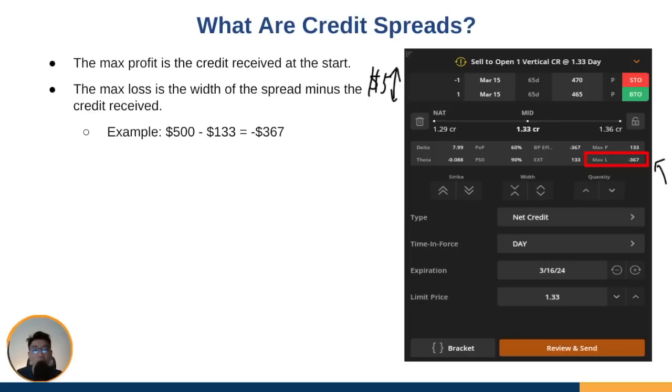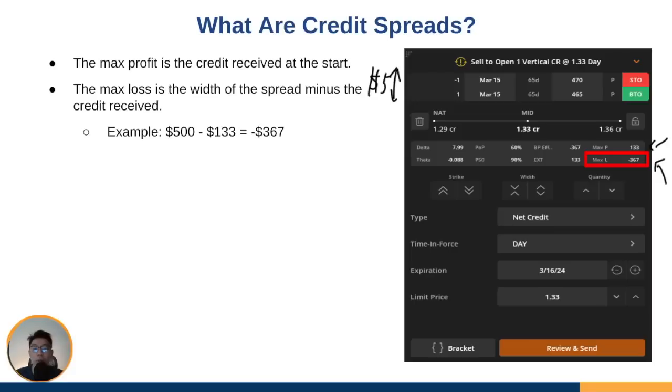Because if you notice, your max profit is $133, but your max loss is $367. So in a sense, every time you take the max loss, you need quite a number of max profits to recover that loss, right? I'm pretty sure you're asking that question, right?